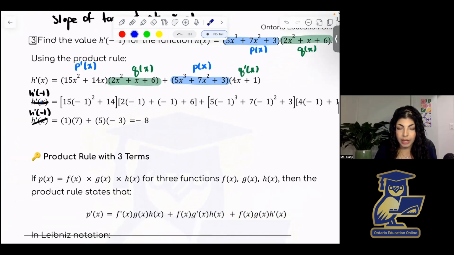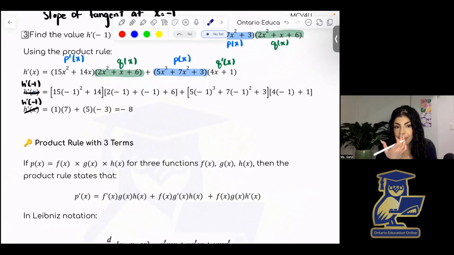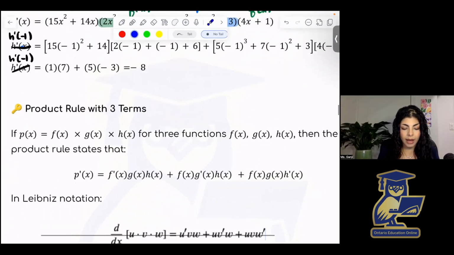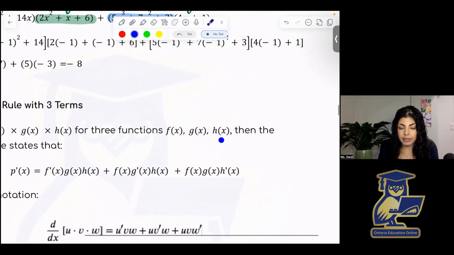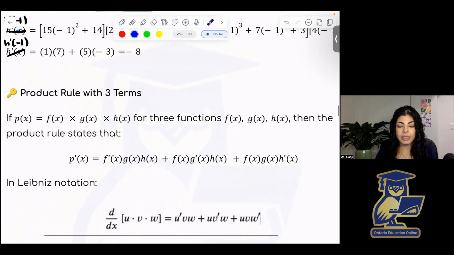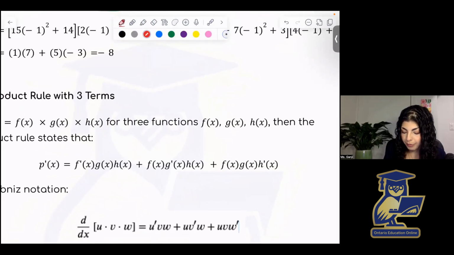So just to generalize this now, the product rule can have more than 2 terms as well. So I'm going to show you the one for 3 terms, for example. Given P of x is f of x times g of x times h of x for 3 functions, f of x, g of x, h of x. And again, keep in mind, these 3 are all differentiable functions.